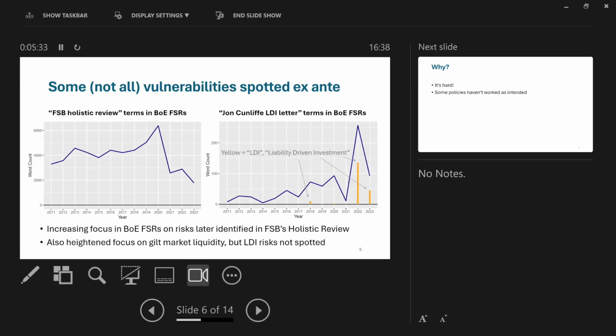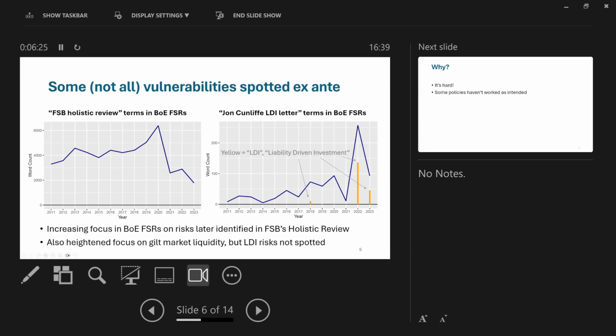This is a slide from a talk I gave a couple of years ago. Central banks publish these financial stability reports. At the Bank of England, they've been publishing an FSR for 20 odd years. Those documents are really a description of how the institution sees the risk environment. So this is a simple analysis I did: take the terms that most frequently occur in the FSB analysis of the Dash for Cash. How often do you see those terms appearing in Bank of England reports? That's the chart on the left.